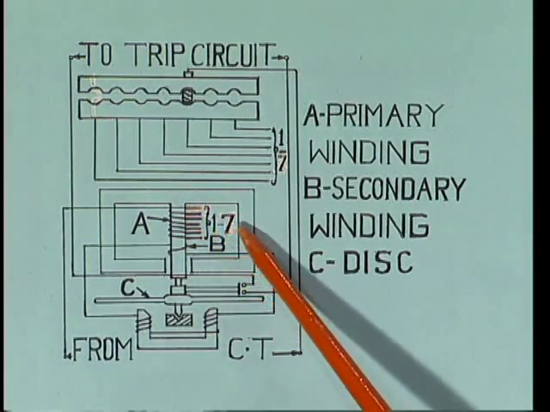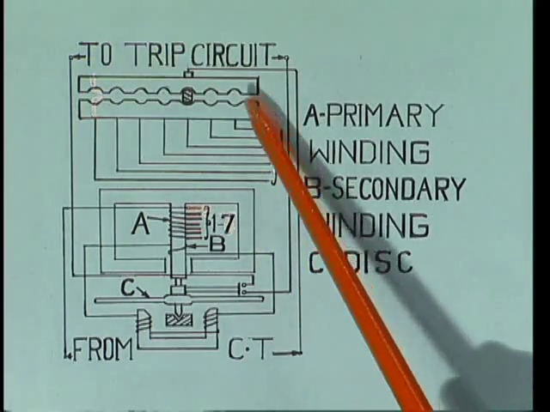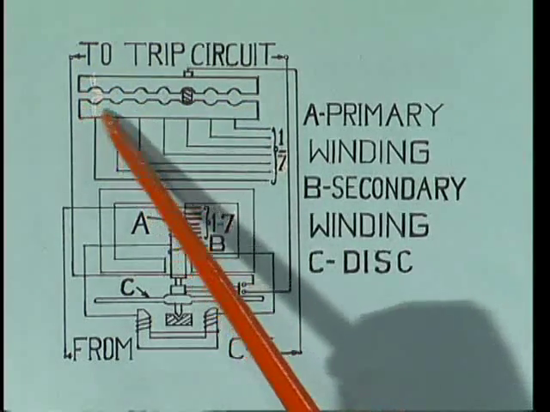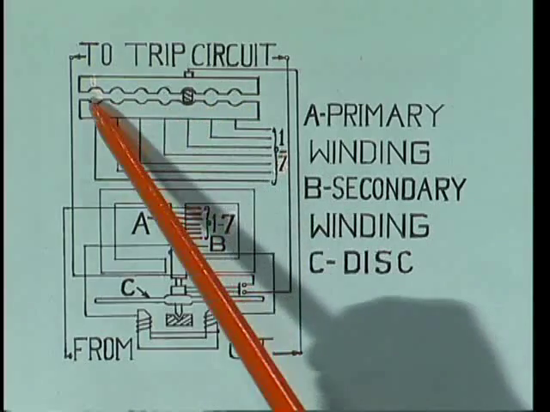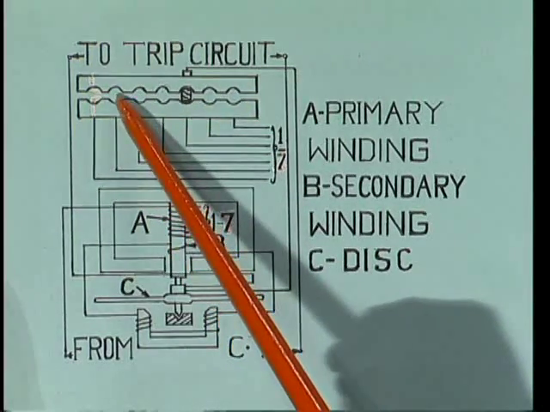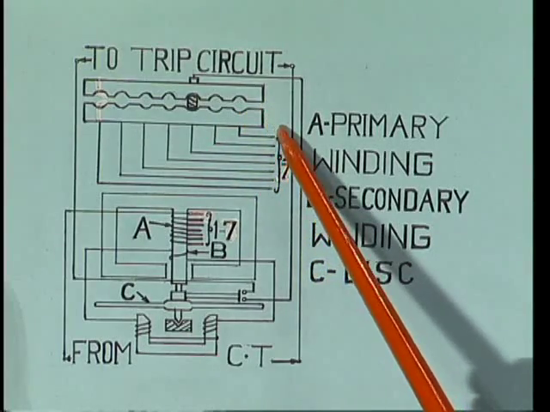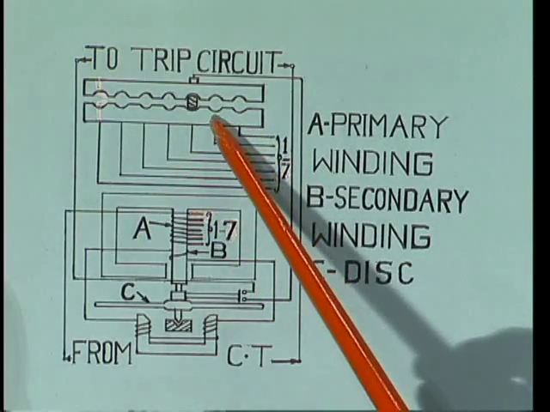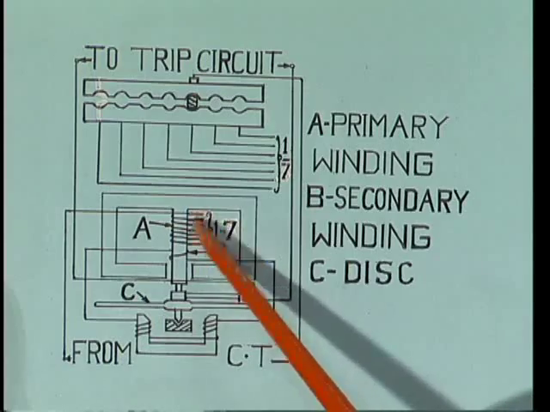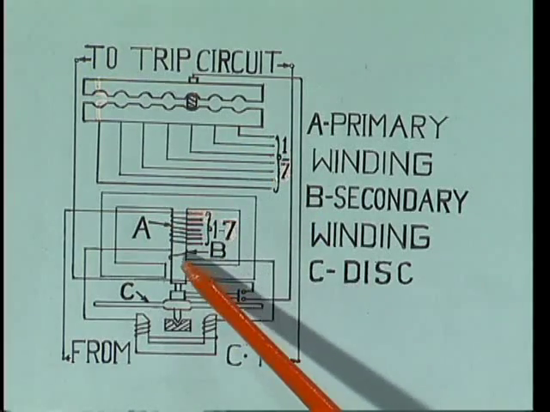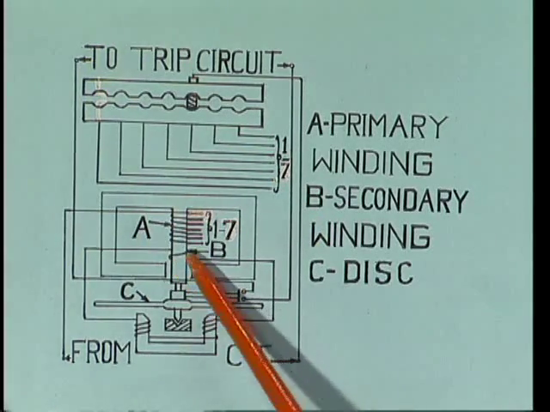These tappings are brought out and connected to the plug setting bridge. So this is the plug setting bridge. These are the settings, current settings. We can use these current settings for different current values. We can use this relay for different current settings. So like this, the primary winding is connected, and this is the secondary winding.